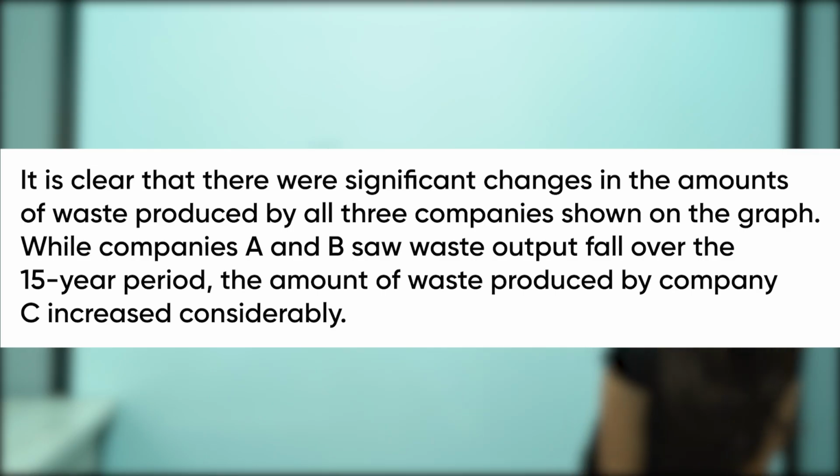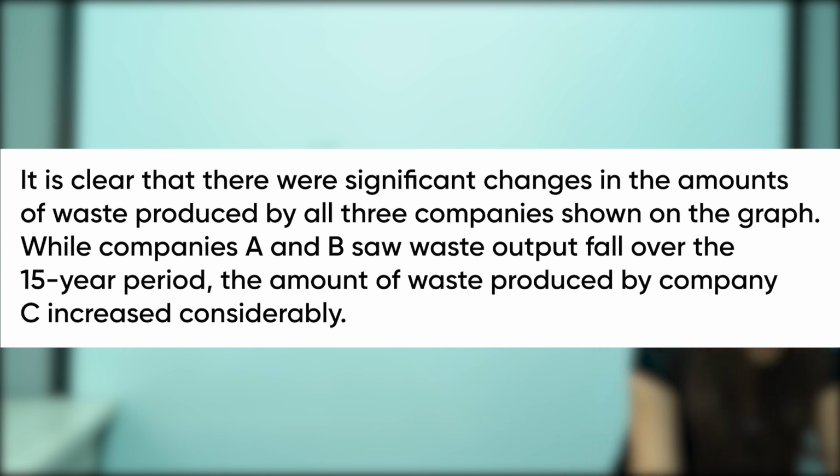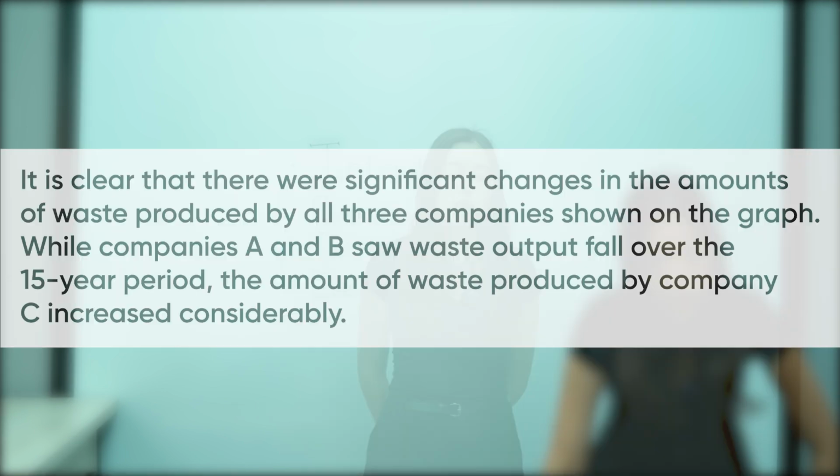So now I will read the example. Okay. It is clear that there were significant changes in the amounts of waste produced by all three companies shown on the graph. While companies A and B saw waste output fall over the 15-year period, the amount of waste produced by company C increased considerably. So, as you can see in overview, we didn't use any data, any numbers. So this is a perfect example of how to write an overview.